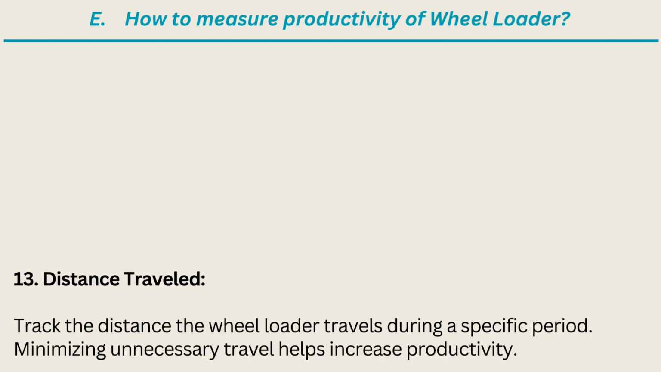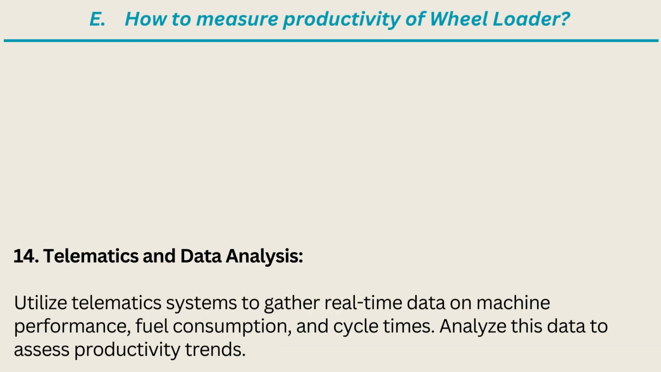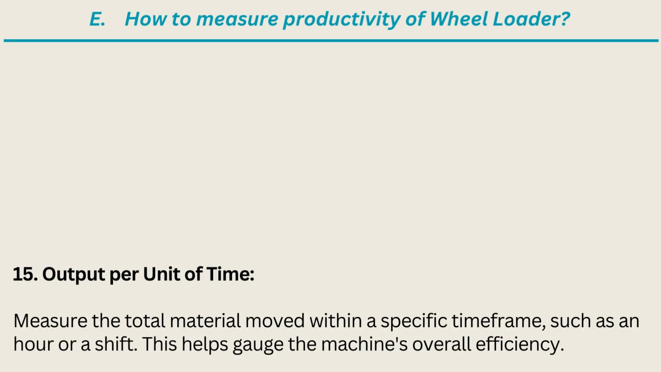13. Distance traveled. Track the distance the wheel loader travels during a specific period. Minimizing unnecessary travel helps increase productivity. 14. Telematics and data analysis. Utilize telematics systems to gather real-time data on machine performance, fuel consumption, and cycle times. Analyze this data to assess productivity trends.